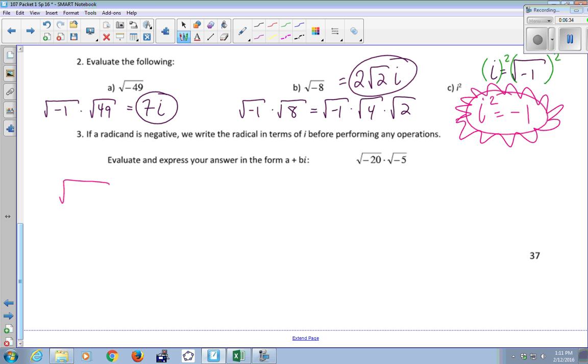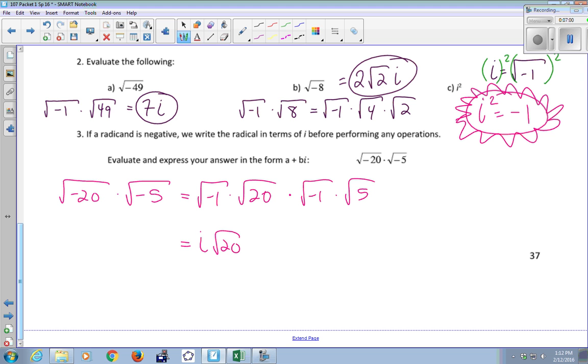So I've got root -20 times root -5. So I'm going to rewrite root -20 as the square root of -1 times the square root of 20. And then I'm multiplying that by the square root of -1 times the square root of 5. Take your square root of -1s and make them what? i. Okay. So I have i times the square root of 20 times i times the square root of 5.